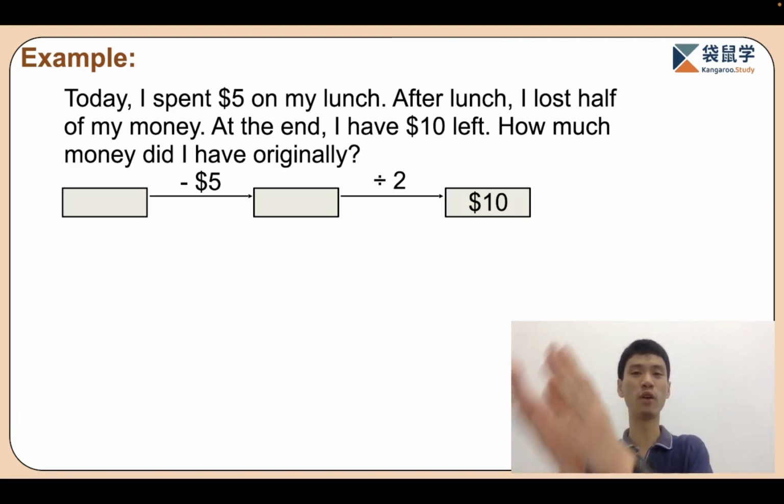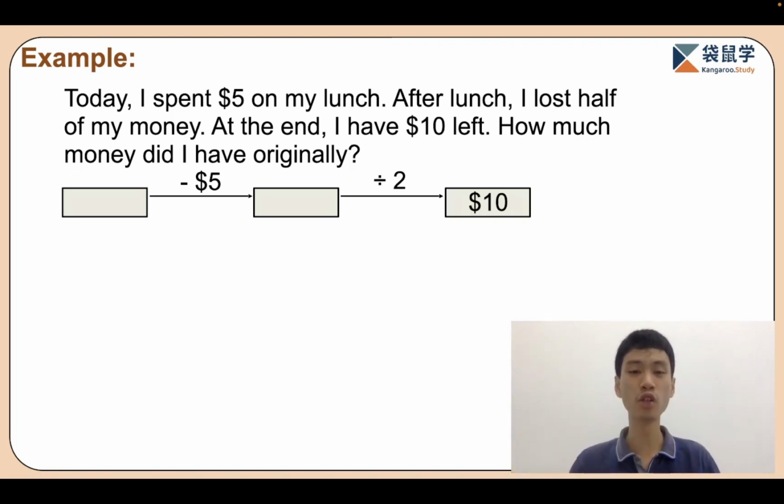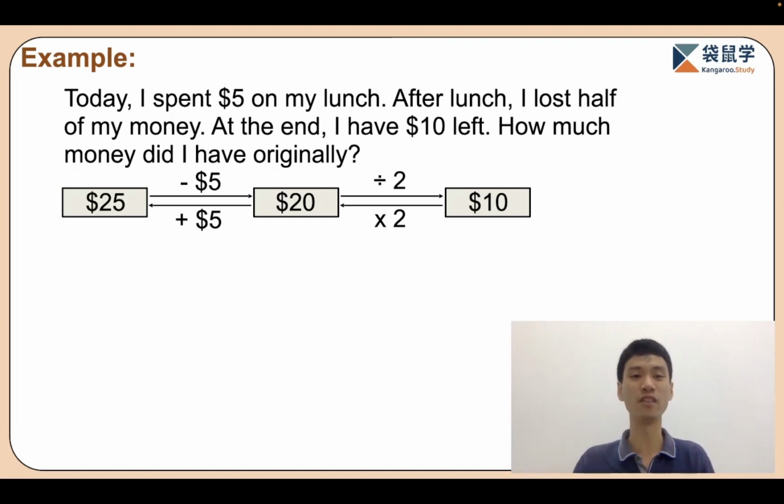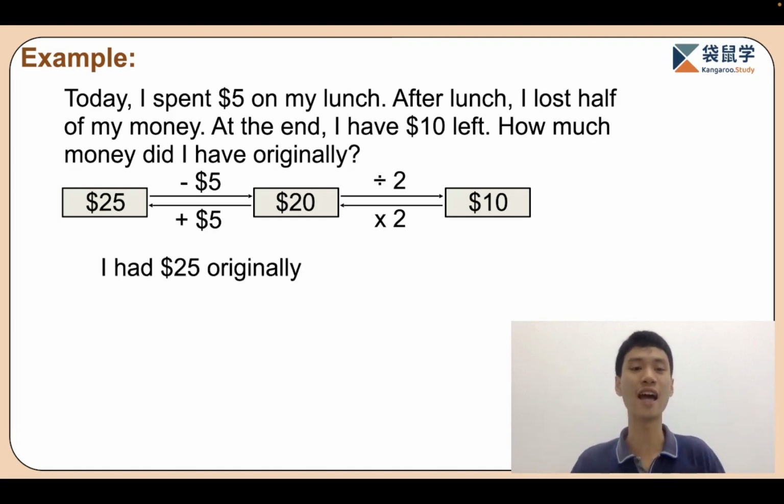Now we would work from the right to the left. So we would work backwards. So first, to account for the divide by 2, if we go to the left, we would have to multiply by 2 to reverse the division by 2. And so we would get $20. And to reverse the subtraction by $5, working backwards, I would add $5 to get $25. And so the answer is I had $25 originally.